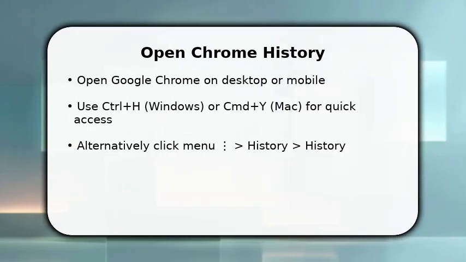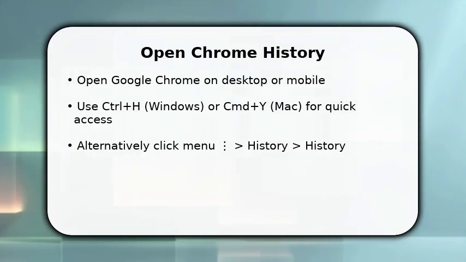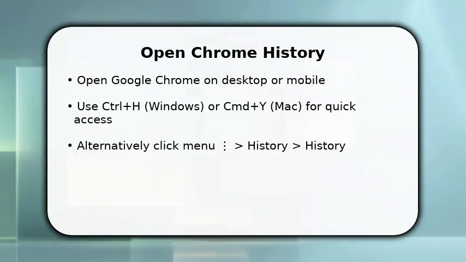You start by opening Chrome and going straight to History to find what you need. Use Ctrl+H on Windows or CMD+Y on a Mac to open the History page instantly. This saves clicks and keeps your context.